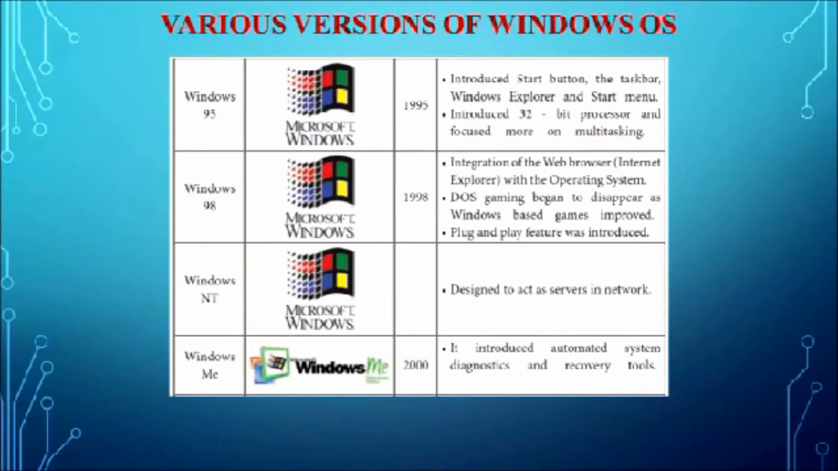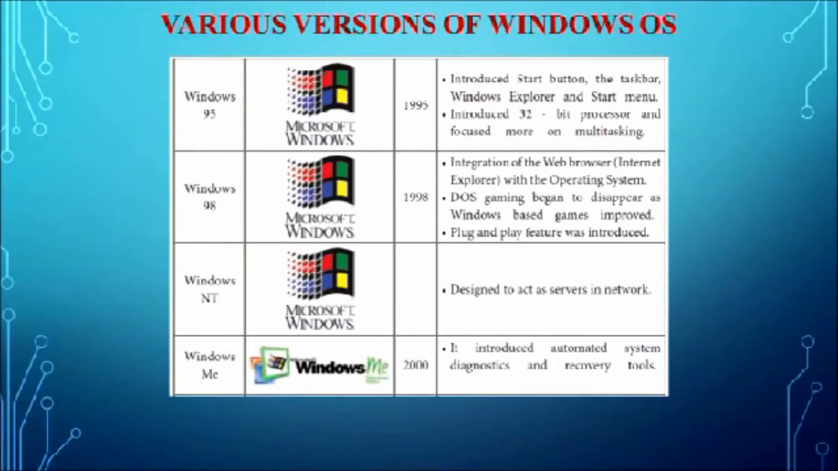The next operating system is Windows NT. It is mainly used for servers in network computers. They mainly focused on the network server, which acts as a server for the other computers.